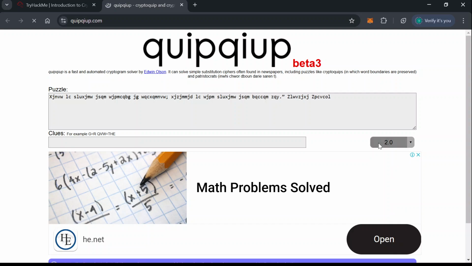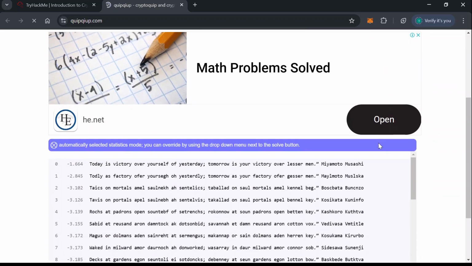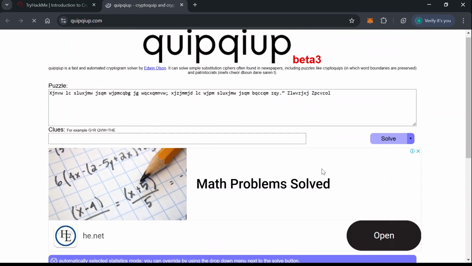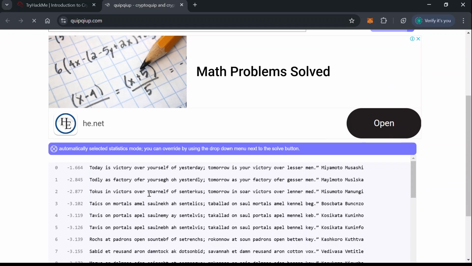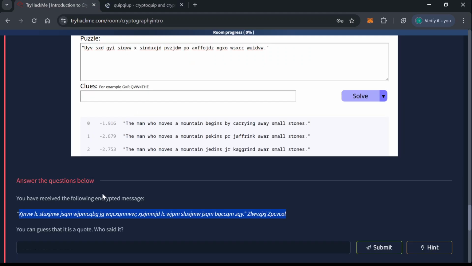Okay, we can see: Today is victory over yourself of yesterday. Tomorrow is your victory over lesser men. Just imagine, a few seconds, just a few seconds, you are done. This is not secure, right? So who said this? This is Miyamoto Musashi. I'm going to copy this. We are going to input it here. Submit.